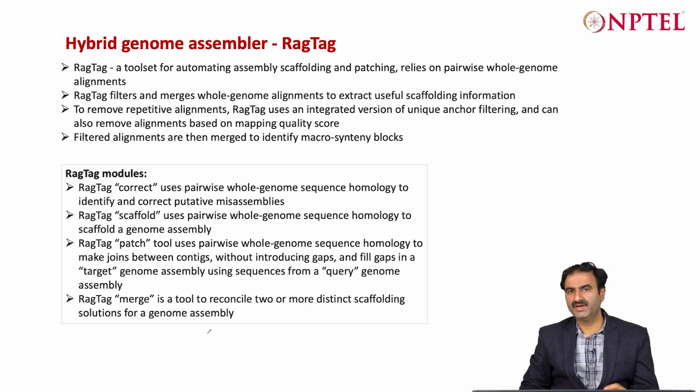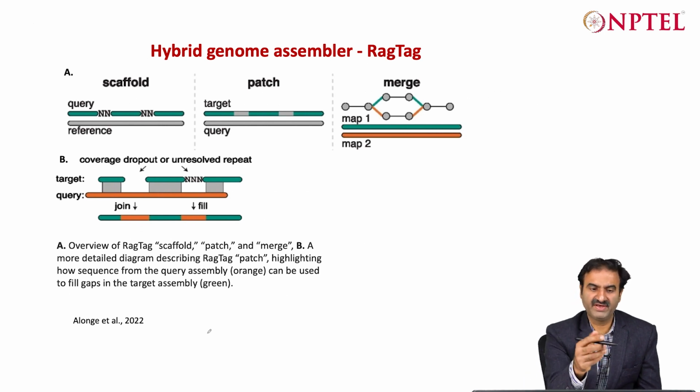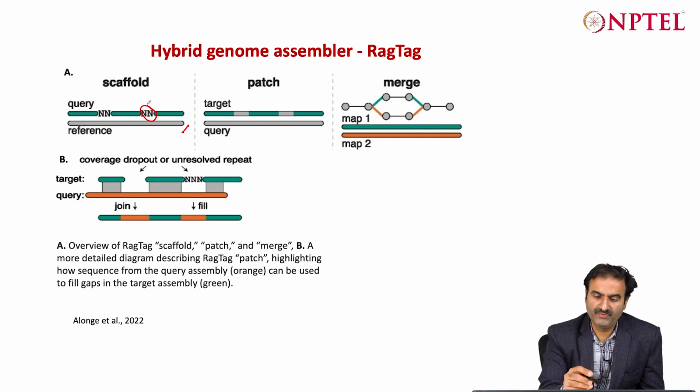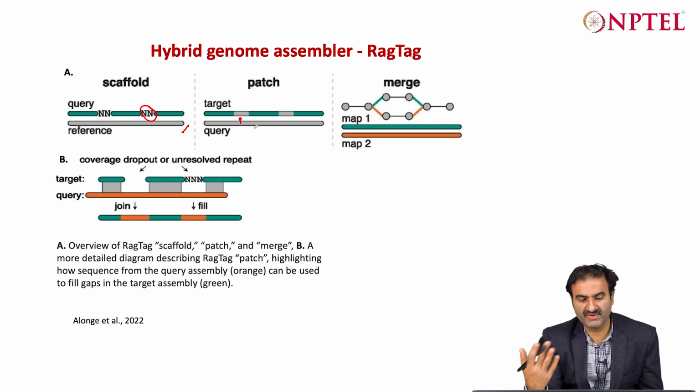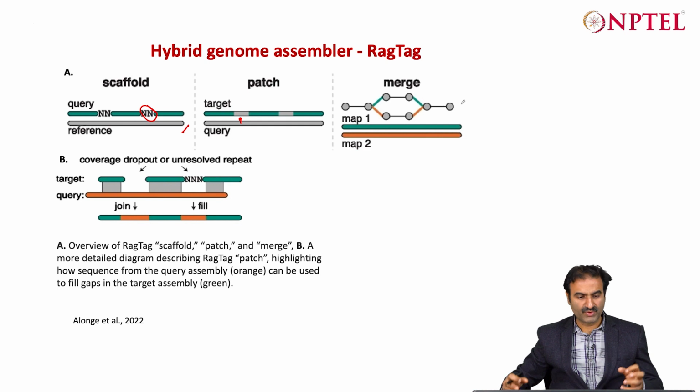And RagTag is also a tool to build the consensus using the long read and short read. What it does is first identify the regions in an assembly which are unfilled, or gaps in the previous one, and then it tries to fill up those gaps, which we call patching, in that target assembly from the query. One assembly is taken as query and one as target. And then it also tries to merge the two so that it can make the assemblies more contiguous.